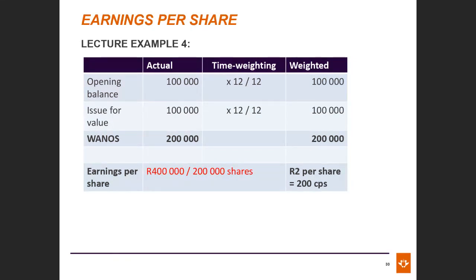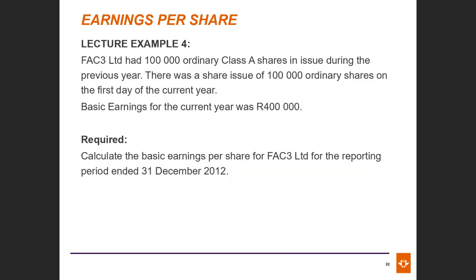And they told us that our basic earnings was 400,000 Rand. So we are dividing our basic earnings by 200,000 shares. That is going to give us 2 Rand per share. Okay, so here they are just showing you that the shares were issued for the full duration of the year.